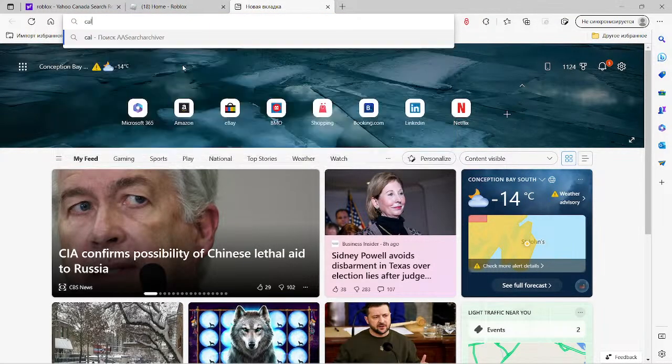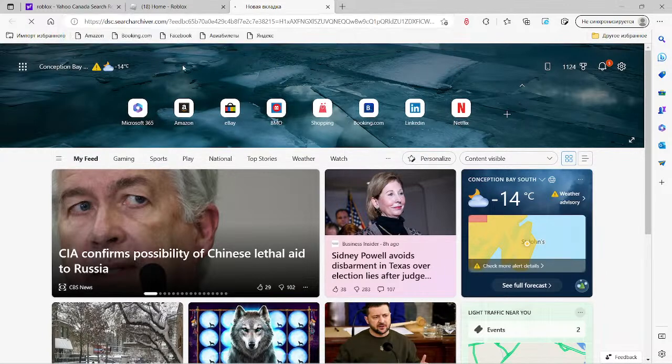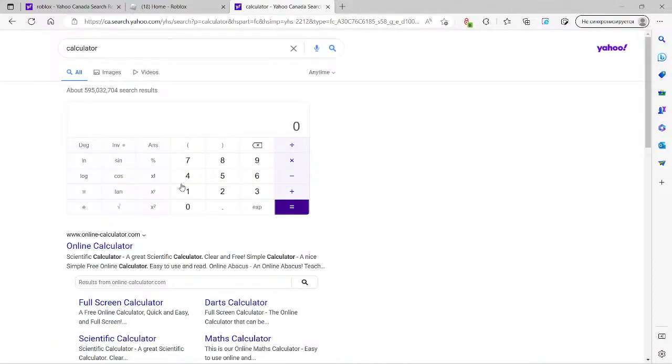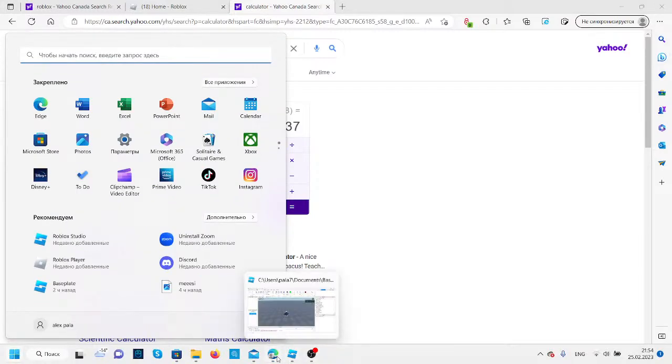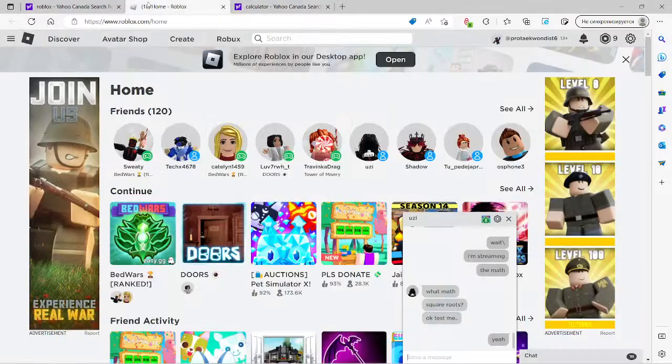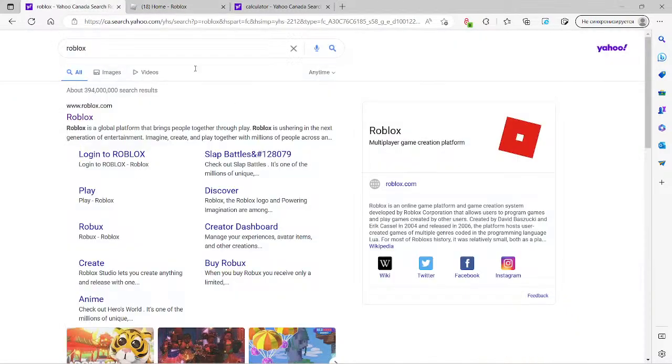Wait, calculator. We need the calculator, bruh. Square root by 8 equals 2. Okay. I don't know how to do the sign. So then how to do the sign?